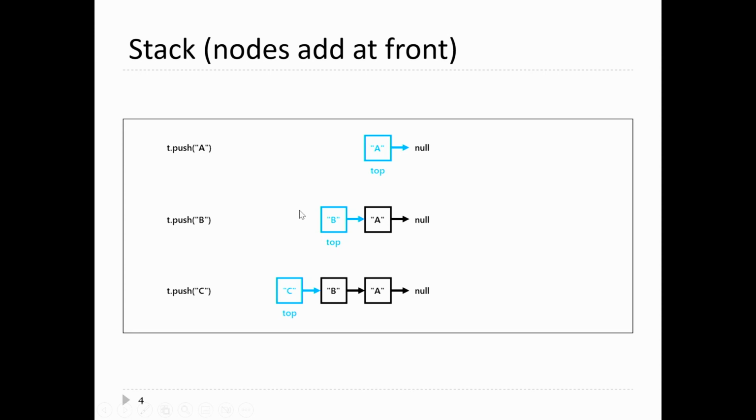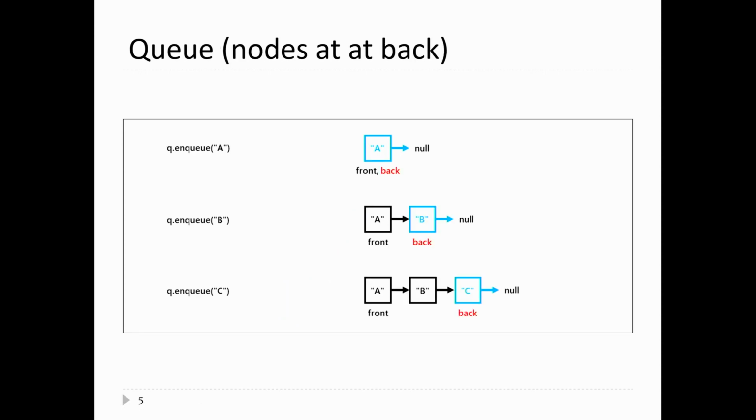For a pop, you're always removing the first element in the sequence. That's the same for a queue, so for dequeue, you're going to remove the first element. For queues, though, when you enqueue, you always do it at the back. So not only do I have to keep track of the front node of the queue, I now need to keep track of the back node of the queue.